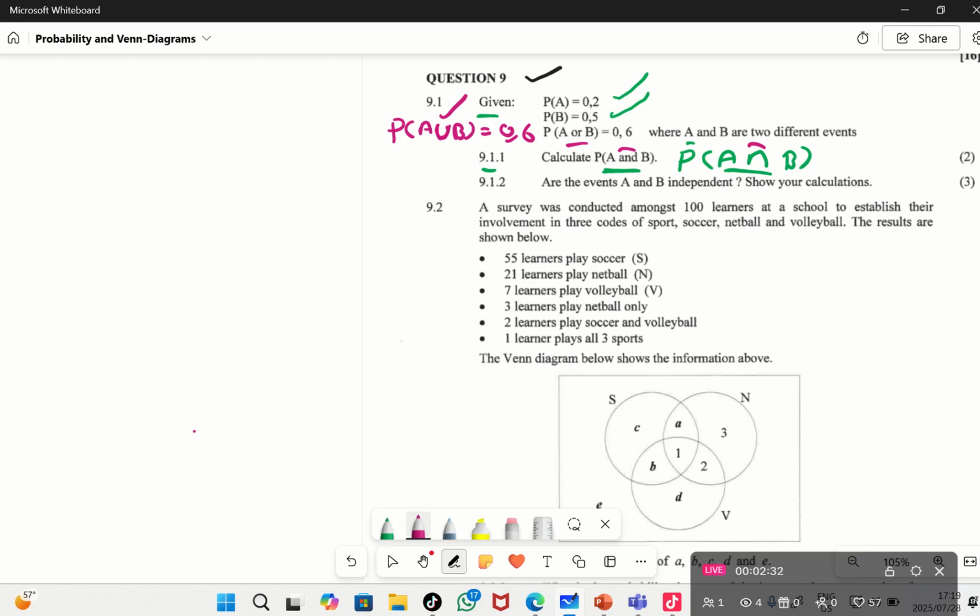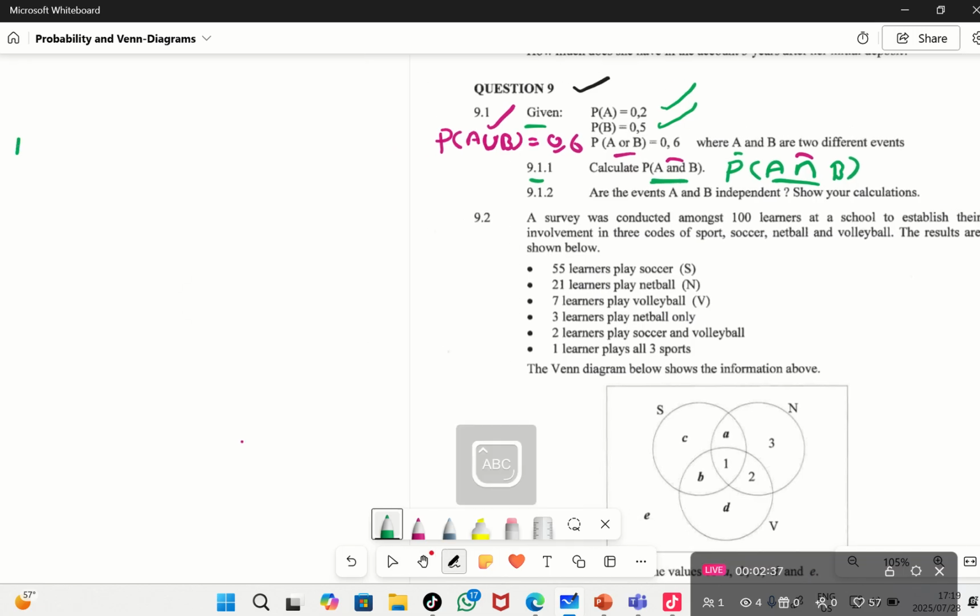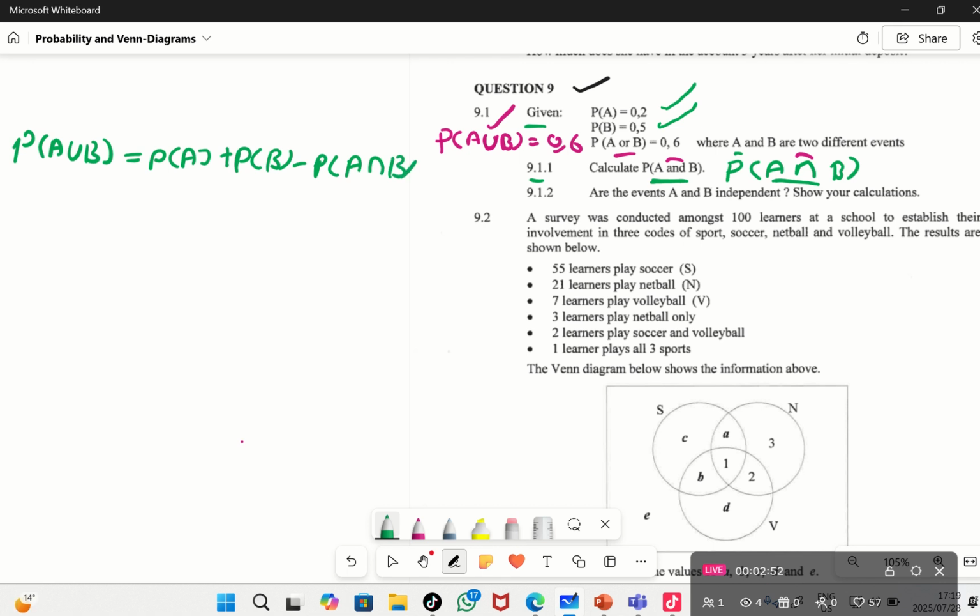So now let's go ahead and find the probability. So we know the classical probability formula for two events: the probability of A or B equals the probability of A plus the probability of B minus the probability of A and B. Remember, what we're looking for is this probability over there. So we're going to substitute all that's given and then make this the subject of the formula. All right. So let's go ahead and substitute what's given.